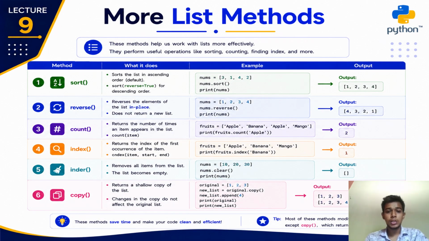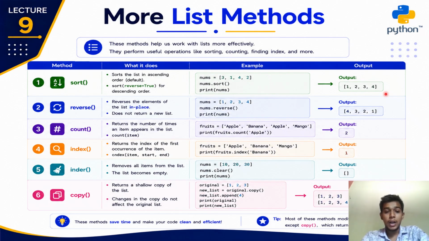Now, here are some more list methods. In the previous slide, we learned methods like append, insert, extend, remove, and pop. Now, let's continue with some more useful list methods that help us sort, search, count, and more. So, the first one is sort. It arranges the elements of a list in ascending order by default. Like here in the example, you can see that the list nums contains four values: 3, 1, 4, 2. The sort method is used and it sorts the whole list, giving 1, 2, 3, 4. So the numbers are now arranged from smallest to largest.